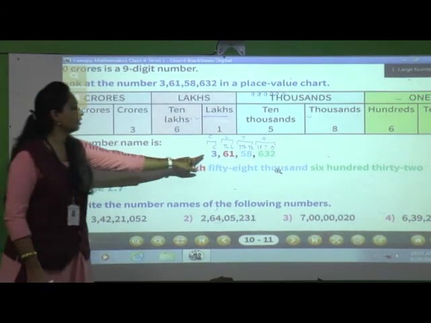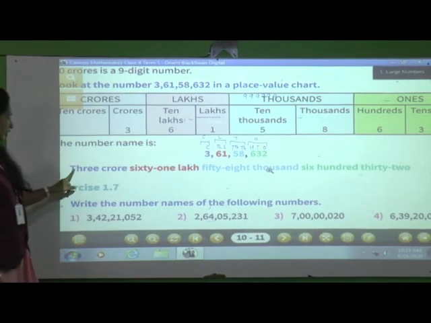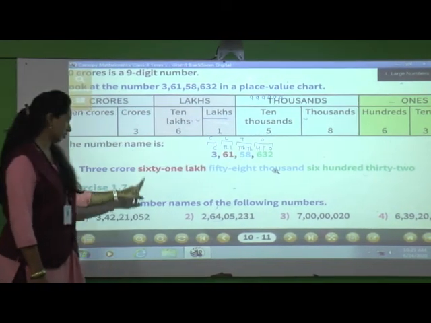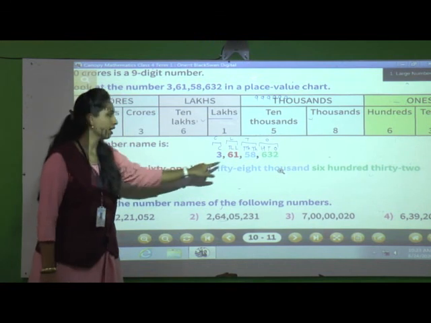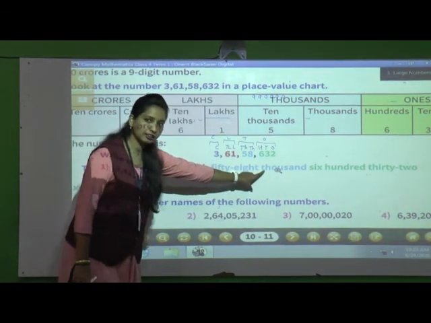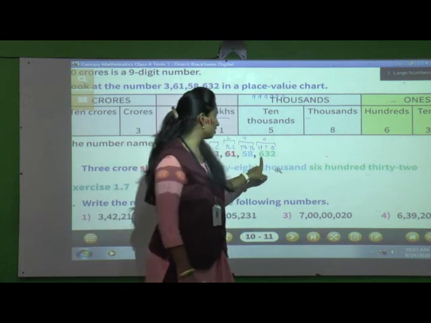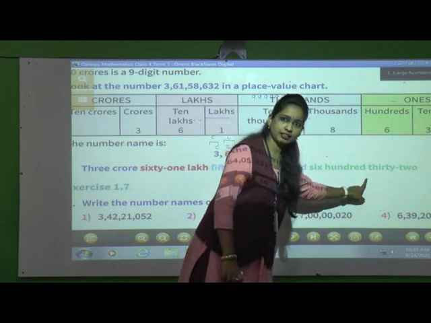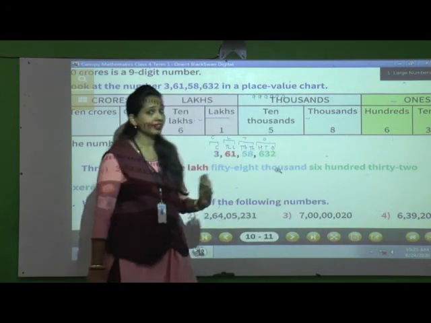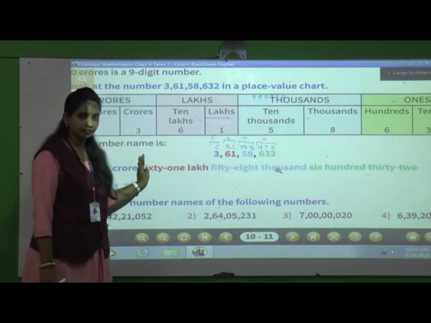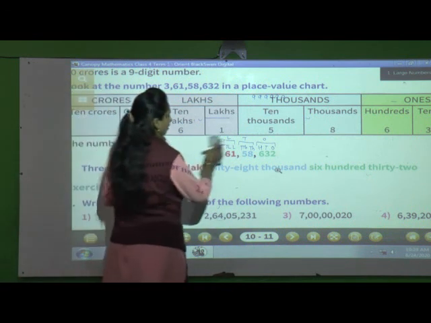Now see, 3 crore. Can you see here? 3 crore. 61 lakh. 58,000. And 632. Clear till here? Yes, students? Clear? Yes. Very easy. Okay.